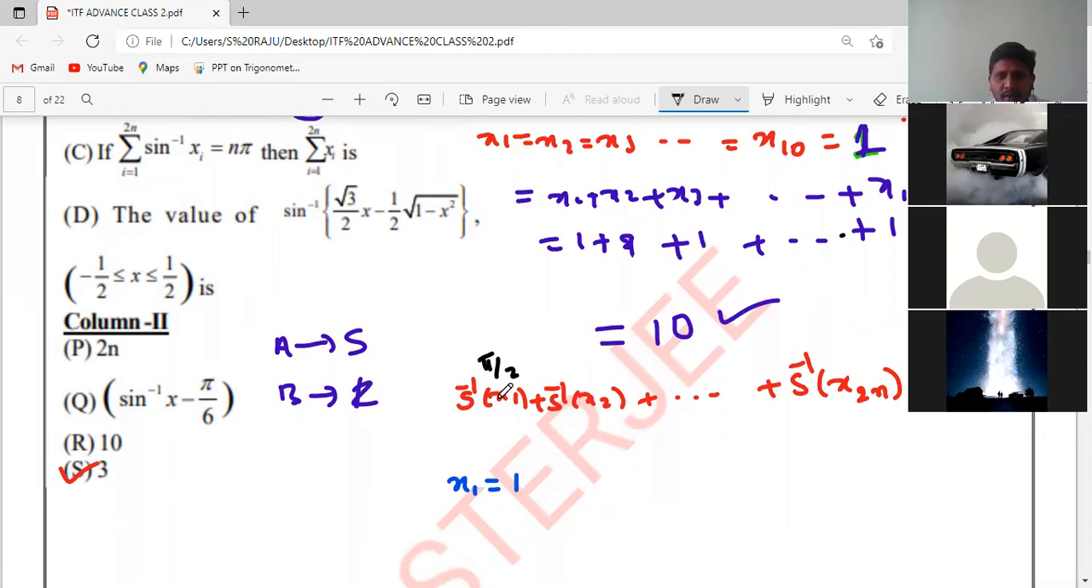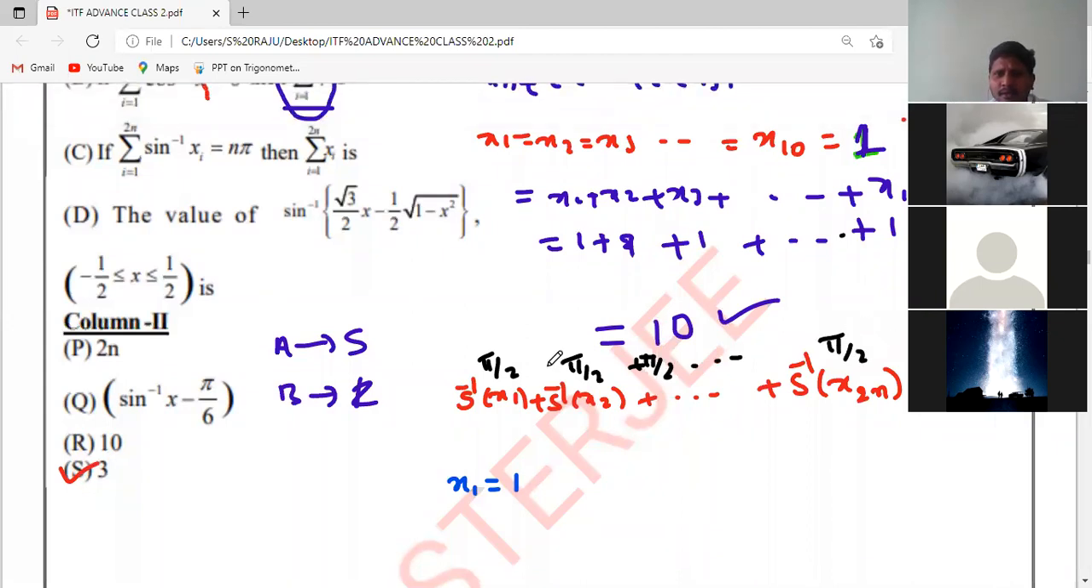Okay, x1 is 1. Sine inverse of 1 is pi by 2. Then x2? It is also 1, nothing but pi by 2 plus pi by 2, and so on. How many times is pi by 2 repeating here? 2n times, so we can write 2n into pi by 2.